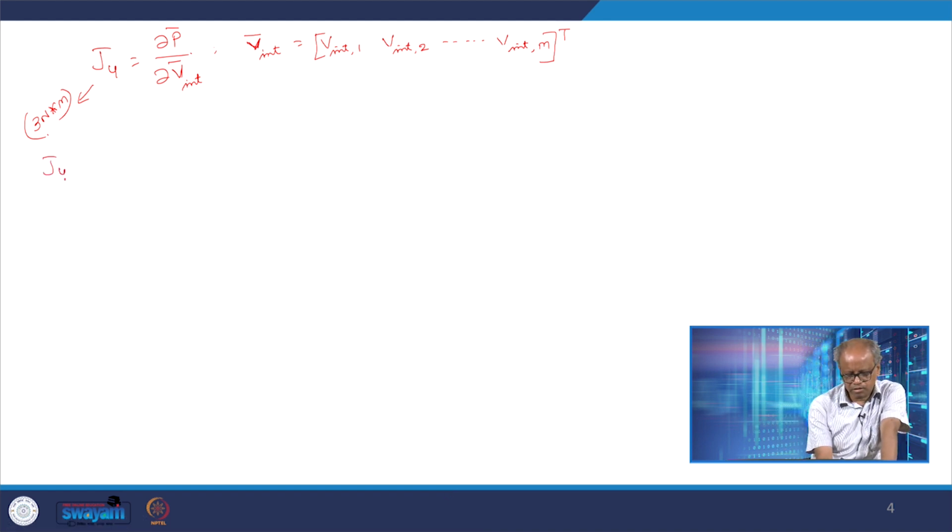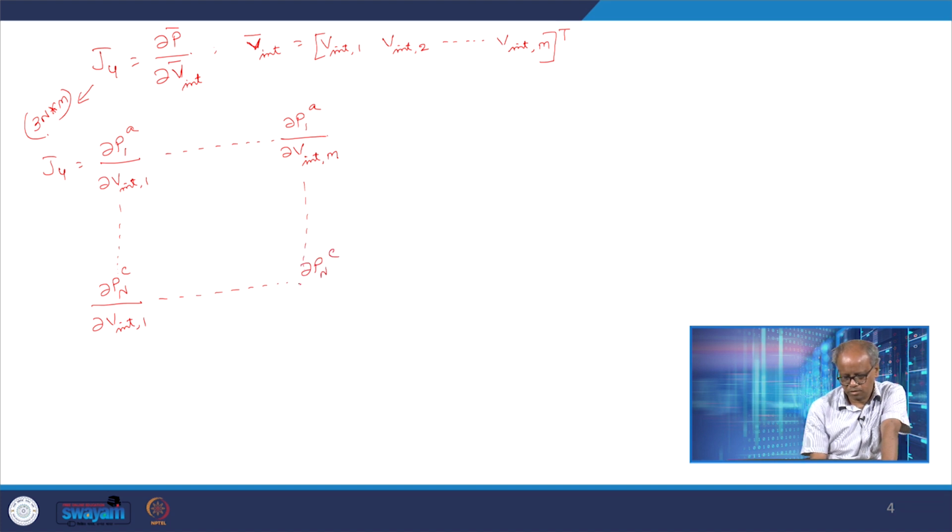So how would it look like? Again similarly, it is del P1A by del V internal 1, then dot dot dot del P1A by del V internal M, and then dot dot dot del PnC by del V internal 1 dot dot dot del PnC by del V internal M.